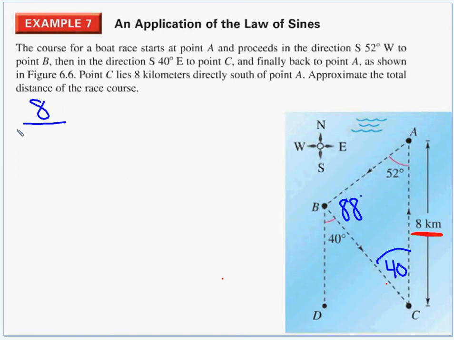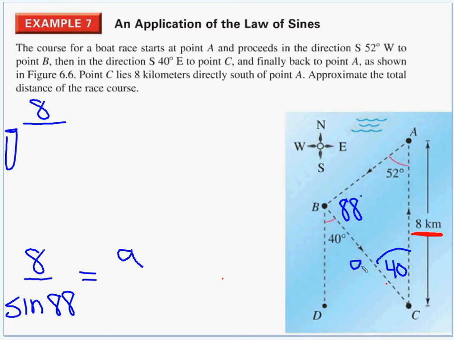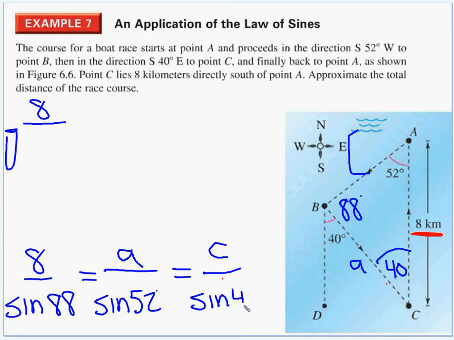So we can write 8, there's the glitch. I'm going to move down here. 8 over the sine of 88 degrees is equal to, let's do A over the sine of 52. Side A, which would be this one down here, across from the 52-degree angle. And then we can also set up one for the last one for C, C over the sine of 40. Side C would be here, C over the sine of 40.